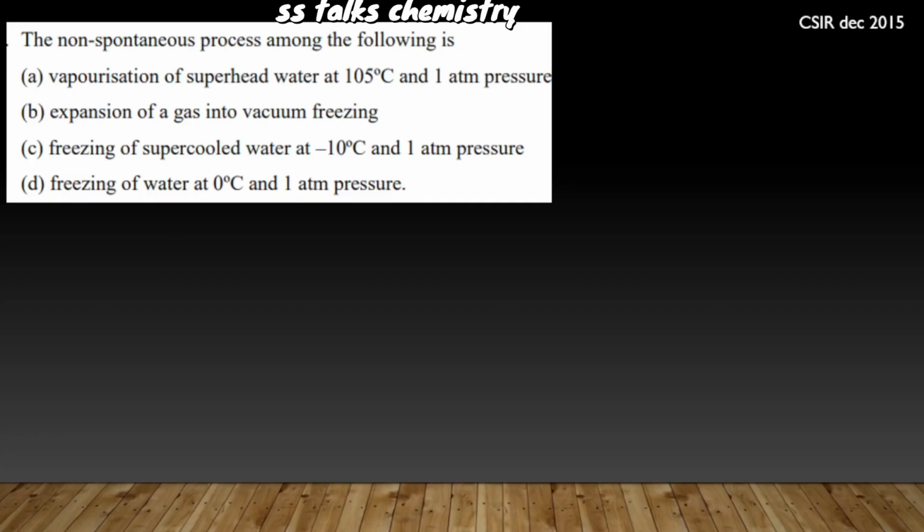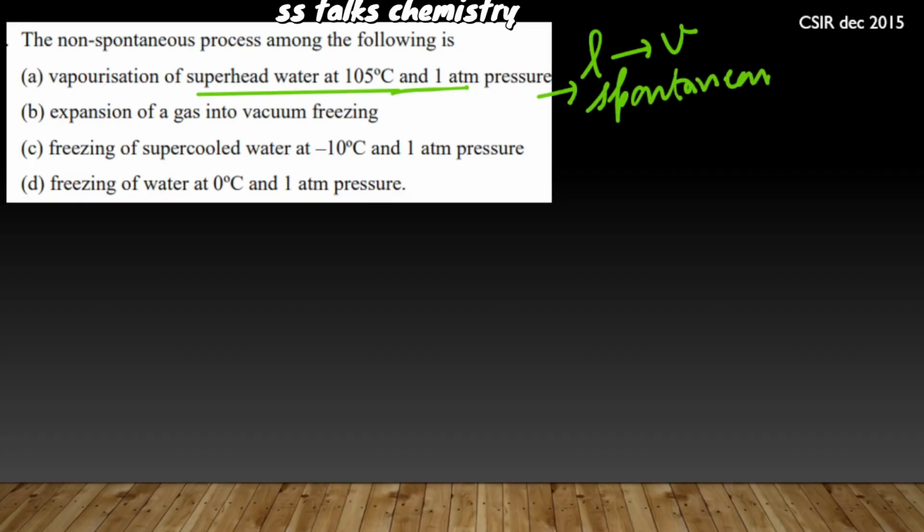So the first one is saying vaporization of a superheated water at 105 degrees centigrade and at 1 atmospheric pressure. So vaporization means liquid is converting into the vapor phase. Water boiling point is 100 degrees centigrade. Now already the temperature we have made to be at 105 degrees centigrade. So that means initiation we have already provided in this case, right? That means this process is going to be spontaneous. It will continue till all the liquid is converted into the vapor. So this is your spontaneous process.